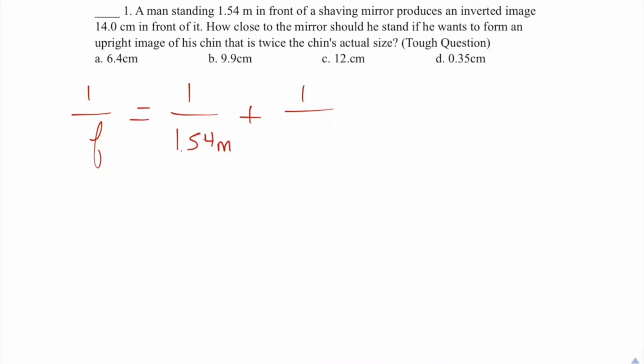And that's important because that's going to determine how we plug this value in, whether it's going to be positive or negative. Because it's in front of the mirror and it's still in the real world, we're going to plug that in as a positive value, and we're going to put that in as 0.14 meters when we convert centimeters to meters. And so when we do that math to find the focal length, we get that the focal length is equal to 0.128 meters.